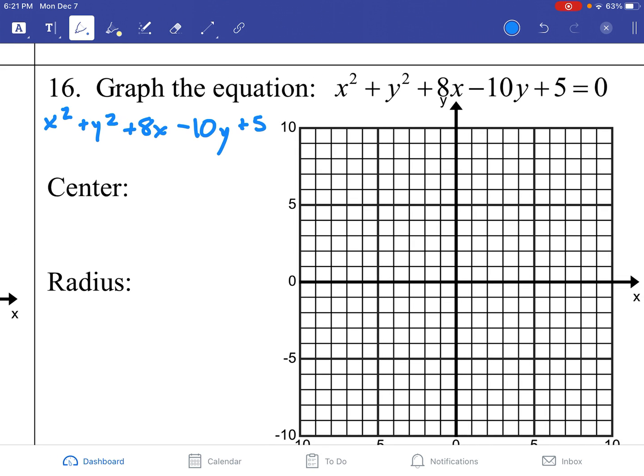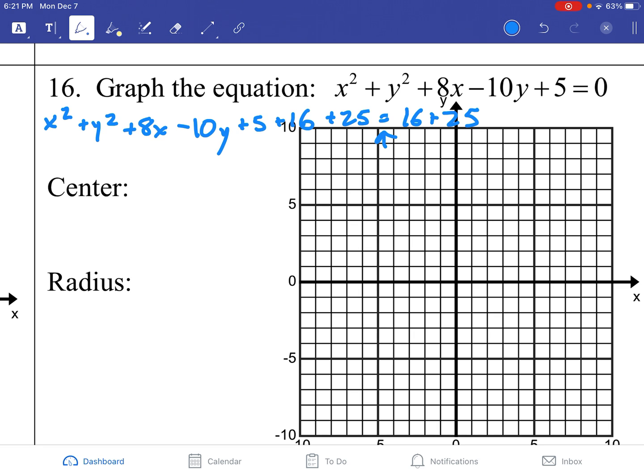And then the 8 divided by 2 is 4, and squared is 16. And negative 10 divided by 2 is negative 5, and squared is going to be positive 25. So we're going to put that on both sides of the equal sign. Here's our equal sign. We're going to put that on both sides.